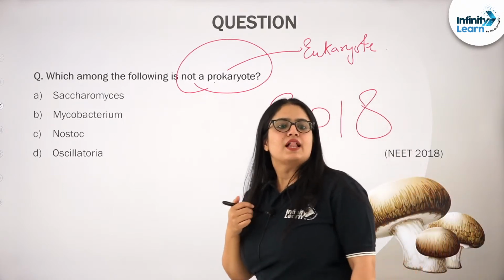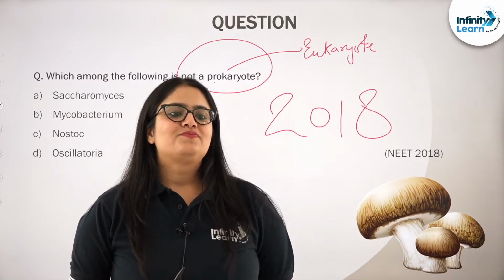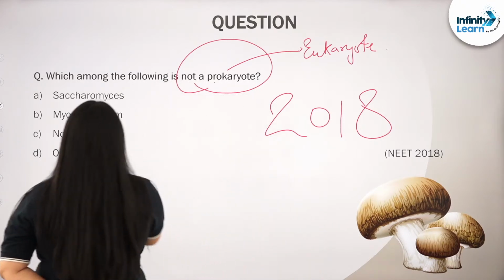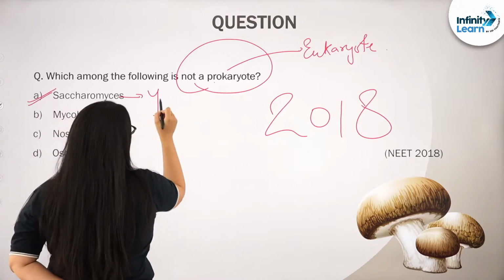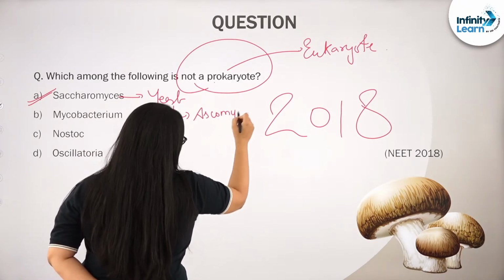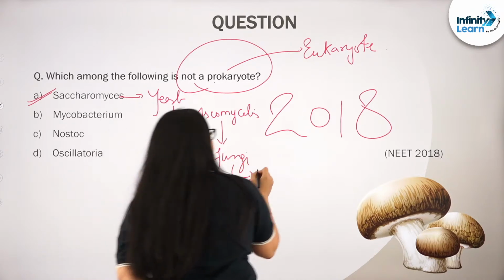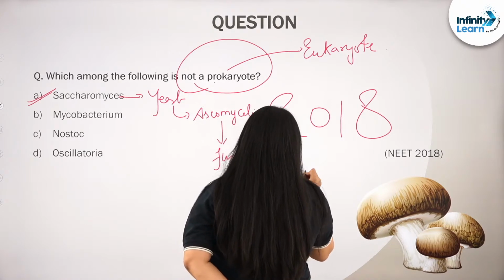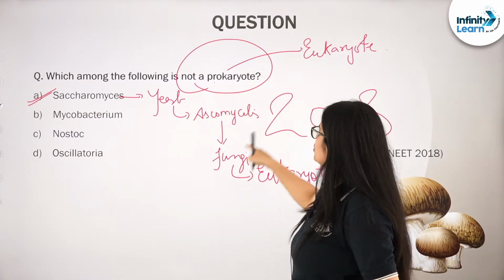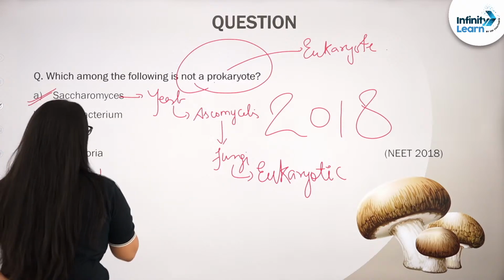See here, let me help you. Okay, fine. So see here students, the correct answer is Saccharomyces. Saccharomyces is what students? It's a yeast, a member of Ascomycetes. It is a fungus, and my kids, fungi are eukaryotic, right? So this is the only one which is not prokaryote. Mycobacterium, Nostoc and Oscillatoria, all these are prokaryotes.